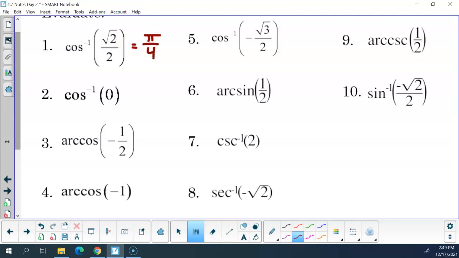Yep. Okay. Number 2, where on the top half of the unit circle is cosine... Number 3, where on the top half of the unit circle is cosine -1/2. Pi over 3.